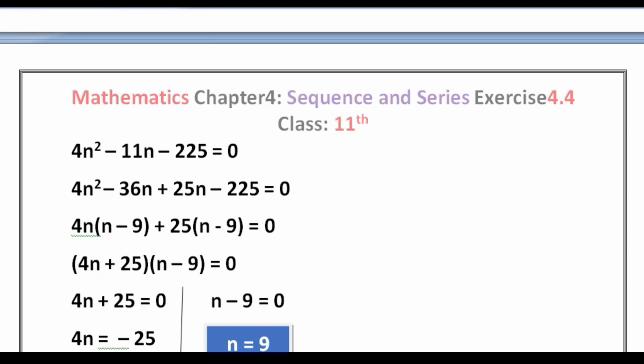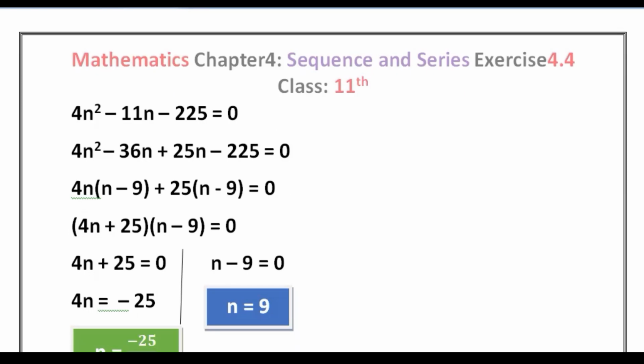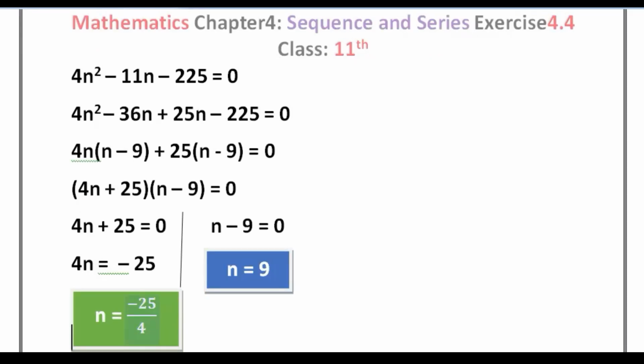Taking common 4n: 4n into (n minus 9), and 9 times 36 plus 25, LCM 25 common: 25 into (n minus 9) is equal to 0. So again common (n minus 9) into (4n plus 25) is equal to 0. So 4n plus 25 is equal to 0, 4n is equal to minus 25, so n is equal to minus 25 divided by 4. Second term, n minus 9 is equal to 0, so n is equal to 9.